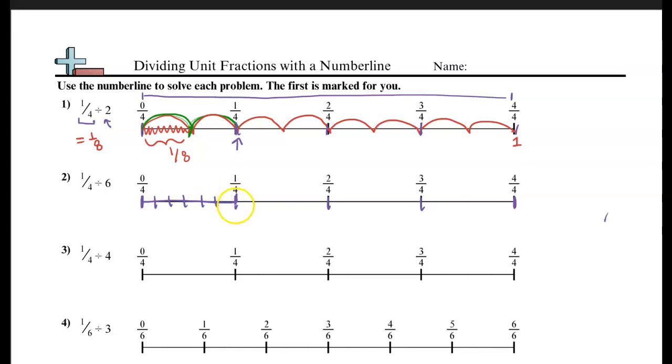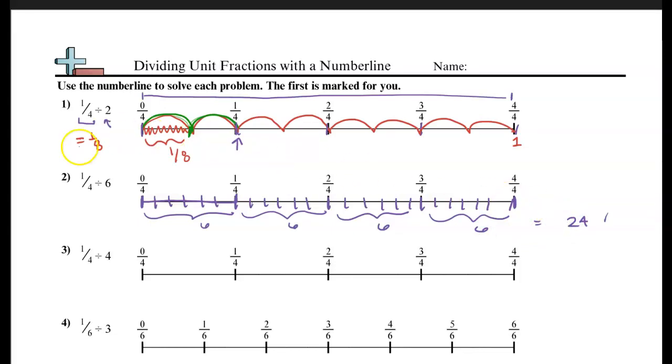And we actually need to do that for all of them. 1, 2, 3, 4, 5, 6 pieces in each fourth. And we can count how many pieces there are total. There are 6 here, 6 here, 6 here, 6 here, which means there's a total of 24 pieces between 0 and 1. If we are taking 1/4 and dividing it into 6 pieces, then one of those pieces would be our answer, so our answer should be 1/24.